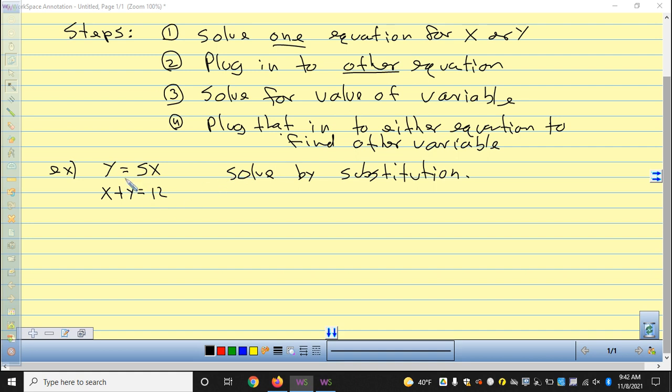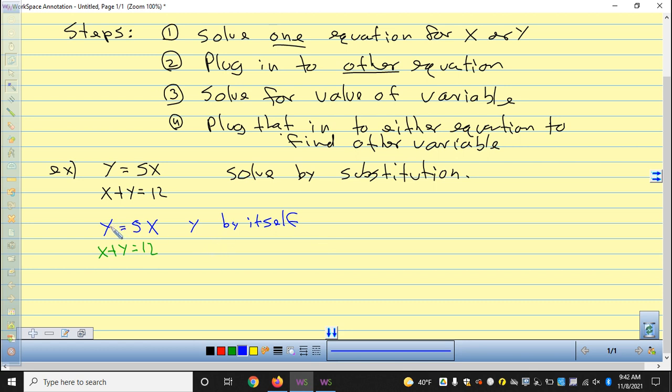I'm going to write these in two different colors just to make it easier to separate. So I have y equals 5x. And x plus y equals 12. Well, this first equation already has y by itself. So we don't need to do anything to this. We have y by itself. That's always a good thing when we're solving by substitution.